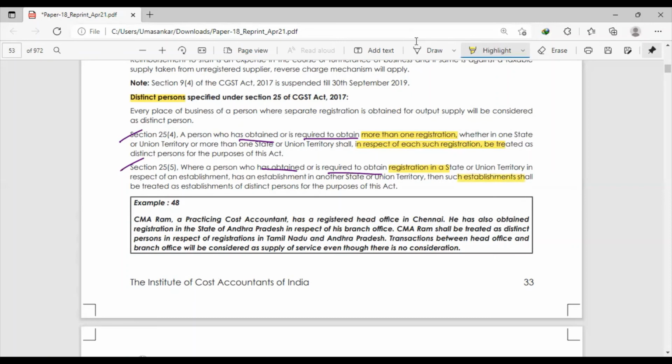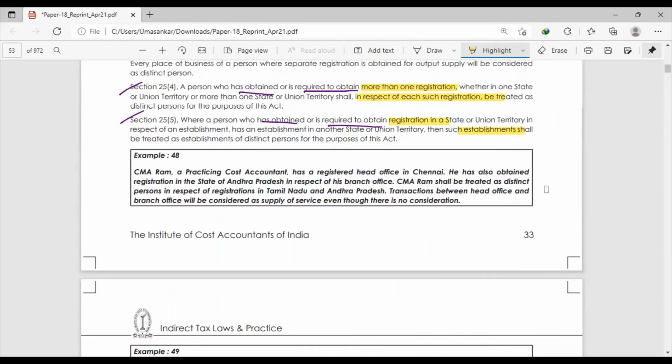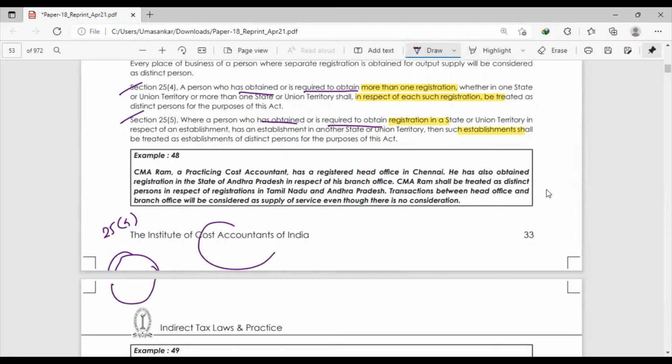So basically, what's the difference between these? Okay, I will give an example. Then it will help you to understand. Okay, I will write here. See, first 25(4) I'm saying. Okay, 25(4). Suppose this is a state. Okay, this is a state.